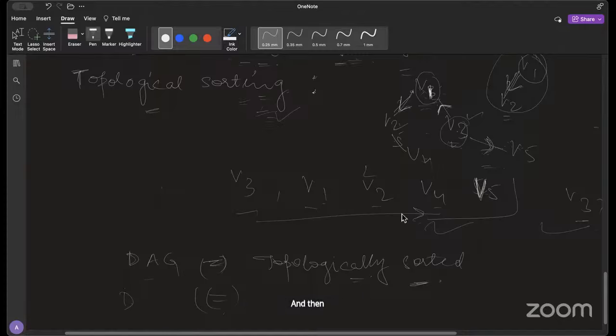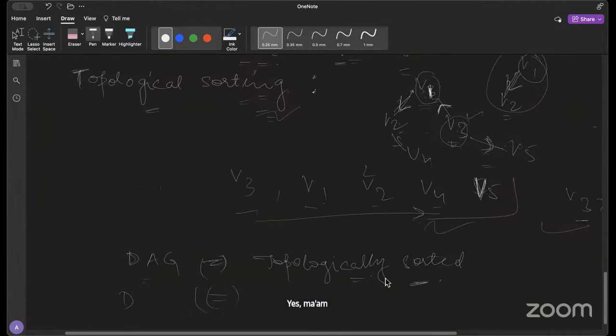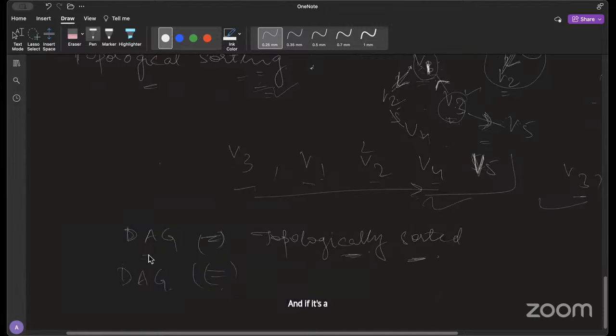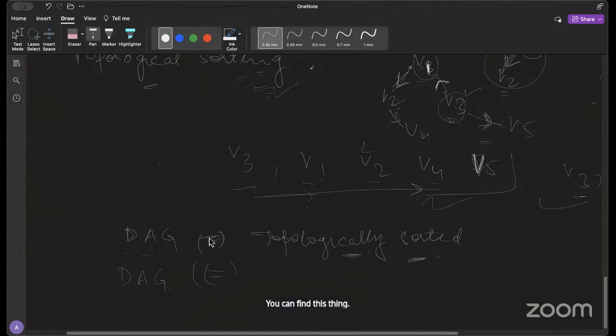And then it should be acyclic. We just saw that if you take a cyclic graph here, then it can't be sorted topologically, right? That means if you can topologically sort a graph, then it should be acyclic. Every graph that can be topologically sorted is a DAG. And if it's a DAG, that means it's directed and acyclic, then you can topologically sort it. Topologically sorted just means what you did: V3, V1, V2, V4, V5, giving a direction for this thing. That's called topological sorting.